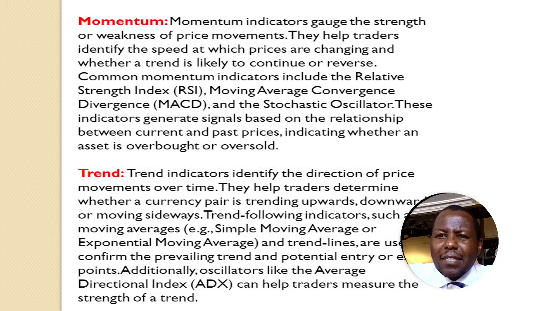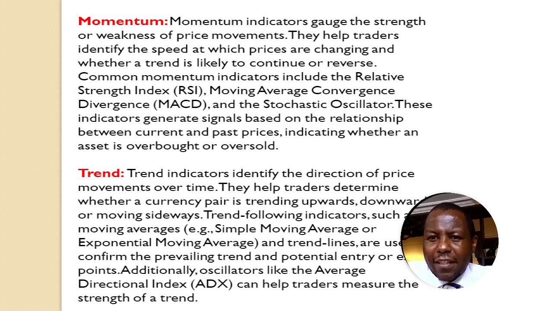There we go. Momentum indicators gauge the strength or weakness of price movements. They help traders identify the speed at which prices are changing and whether a trend is likely to continue or reverse. Common momentum indicators include the relative strength index, that is RSI, which we're going to deal with in the next lesson. Moving average convergence and divergence, MACD, which we will also deal with in the next lesson. And the stochastic oscillator, you can find out about that one. It's also one of the indicators that deal with momentum.